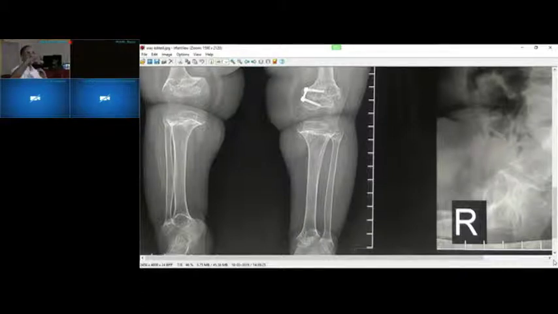And here, every metaphysis is involved. In rickets, only the weight-bearing metaphyses are involved. The most important thing here is that along with flaring there is sclerosis, and there is no brush border. Once you realize there is no brush border appearance and the bone density is normal, the diagnosis is only one. Every time there is this condition, it is mistaken for rickets.